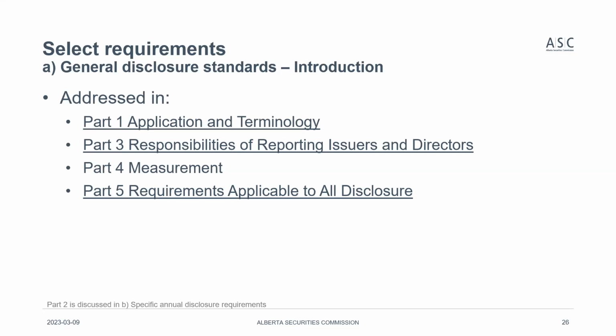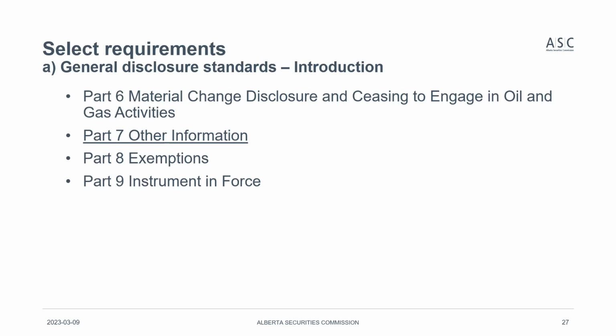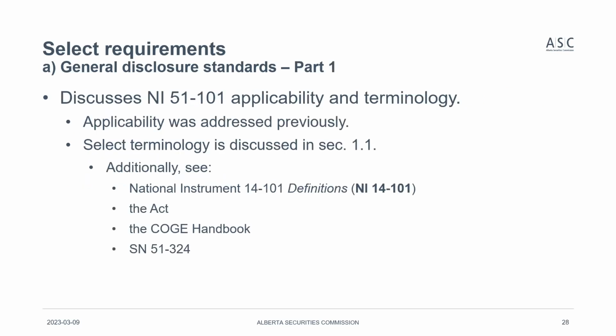But here we've provided a list of all the various sections of 51-101, or the parts, I should say. Thought that it would be helpful for people to see what the various areas are for disclosure within 51-101. And what we've done here is underline the ones that we're going to actually talk about specifically here. So we will talk about the application and terminology of 51-101, the responsibilities of reporting issuers and directors, the requirements applicable to all disclosure, and then we're going to talk about other information and what we mean by that. So first things first here, general disclosure standards.